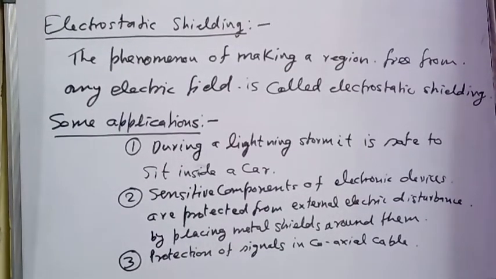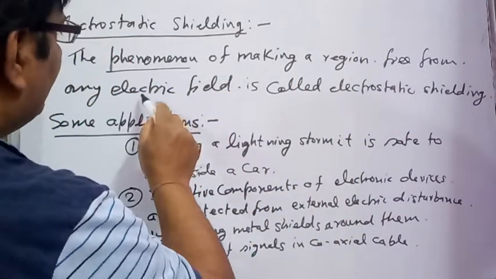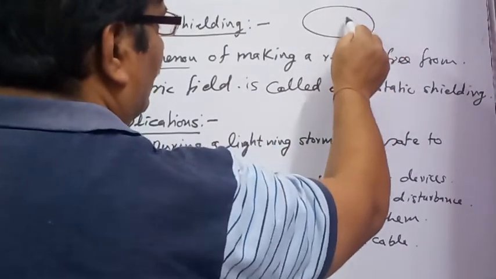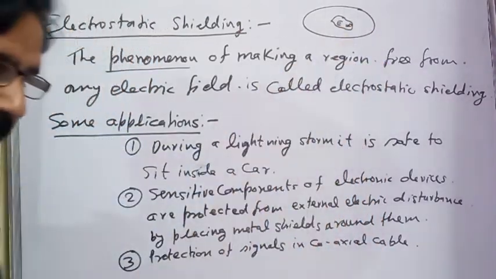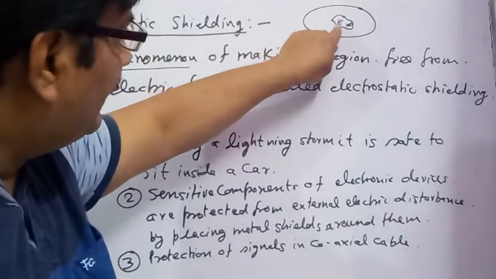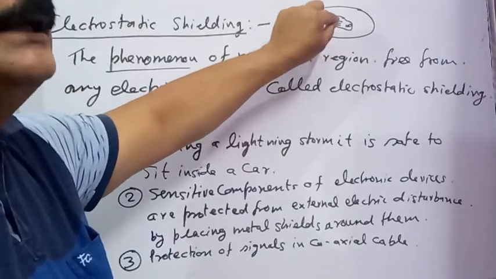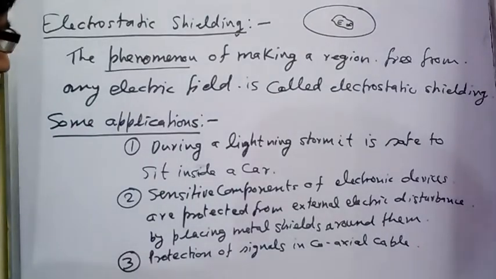Students, see, there are some common applications of electrostatic shielding. First of all, what is electrostatic shielding? We can define the phenomenon of making a region free from any electric field as electrostatic shielding. Suppose this is a conductor and there is a cavity inside. So the electric field inside the cavity remains zero. This phenomenon is called electrostatic shielding. It means the region of the cavity inside the conductor, having some charge on its surface, is free from any electric field. So there are some common applications of electrostatic shielding.